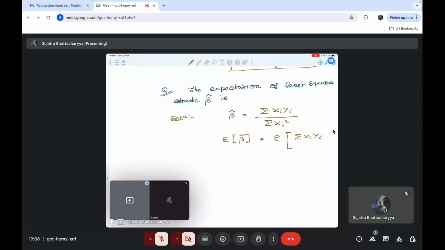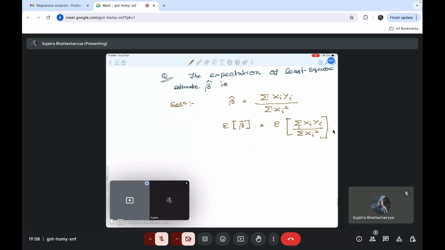And after that, the concept you will use is that here, the x's are not random variables. Only y is the random variable. Just use that and the property of expectation. You can write summation xi times E of yi, and the denominator is completely a function of x, so you don't need to change it.